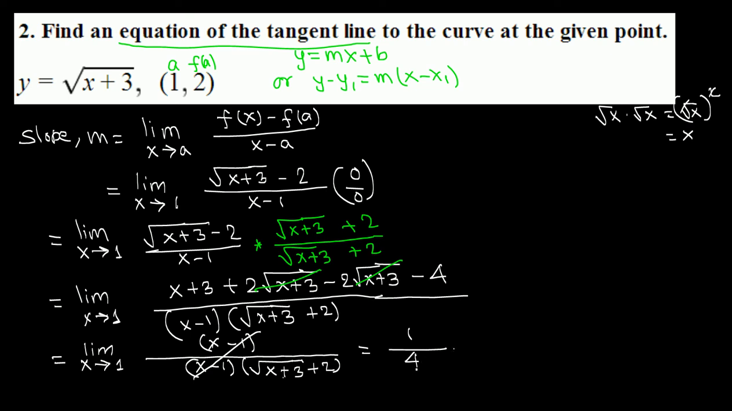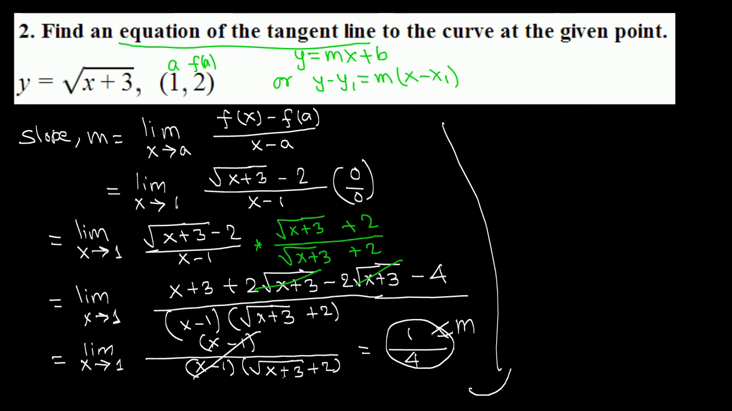So we just found the slope of the tangent line to the curve at the given point. That's 1/4. That's the slope m. Now we want to use the equation of the tangent line, either of these two formulas, and find the equation. So let me erase this one. Okay, now I want to use the second one. You can go for the first one.